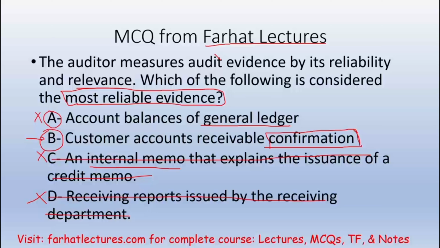What should you do now? Go to Farhat Lectures and look at additional MCQs and true/false questions. That's going to help you understand the reliability of evidence. Remember, the evidence has to be sufficient and appropriate. Those are important concepts. Good luck.